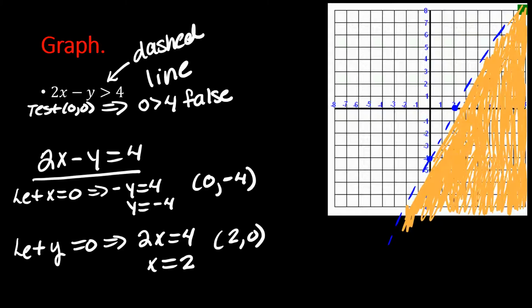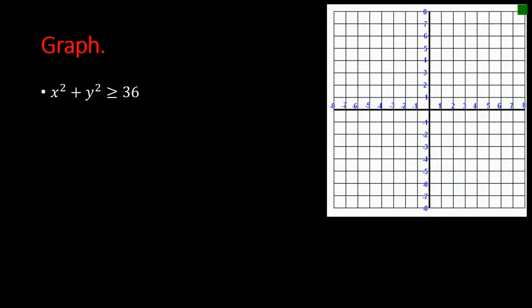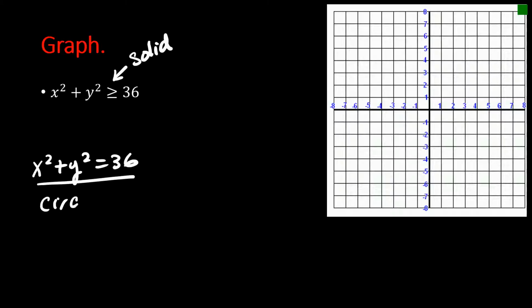All right, let's look at another one. Now we have x squared plus y squared is greater than or equal to 36. Here we're going to have a solid boundary. If we look at x squared plus y squared equals 36, this is a circle with center (0, 0) and radius 6.